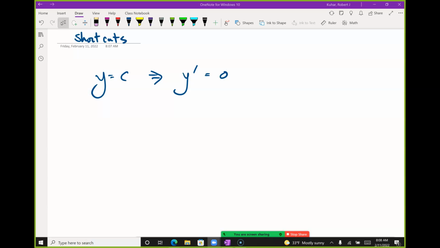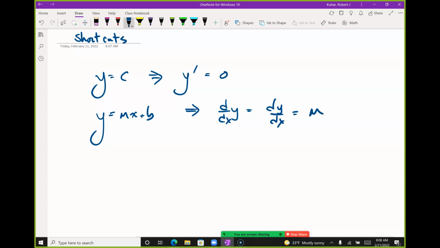One. If y equals mx plus b, how do we say the derivative? I'll say d dx of y or dy dx is m. So I'm just trying to use some different notation here so you see it, right? So dy dx, that's the same as y prime.